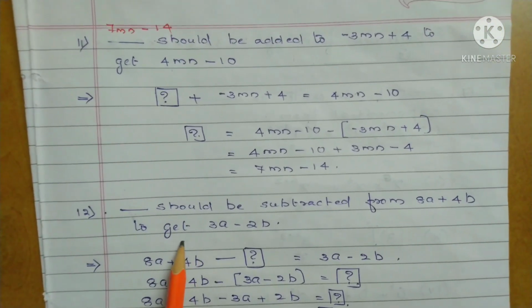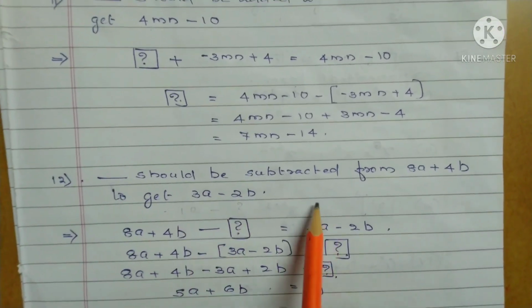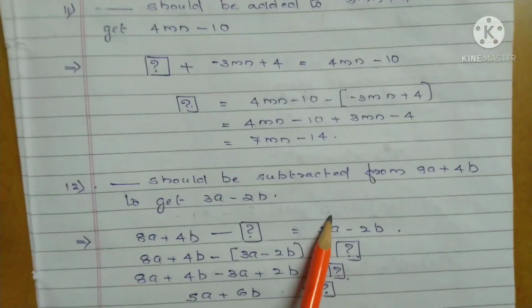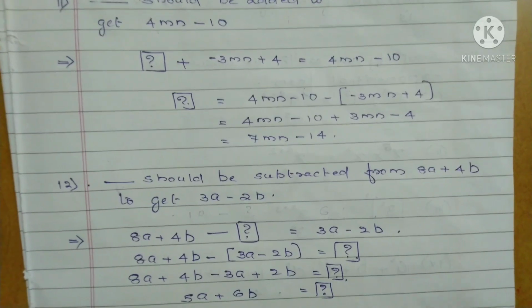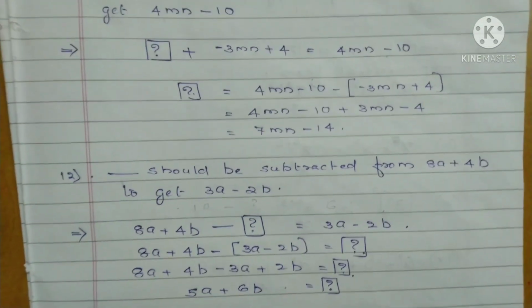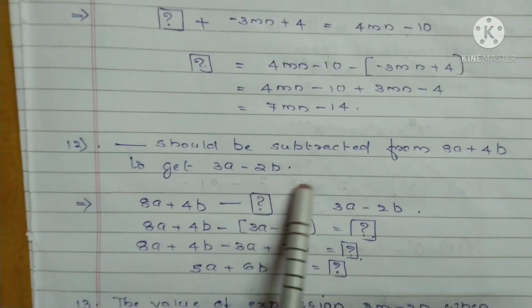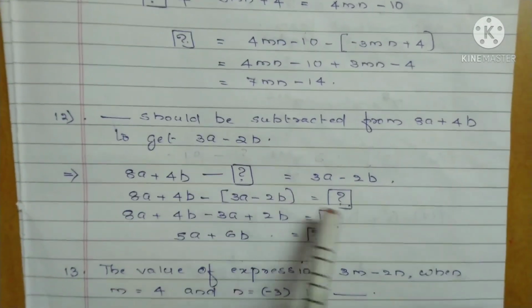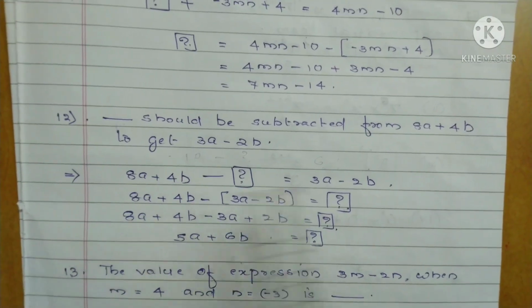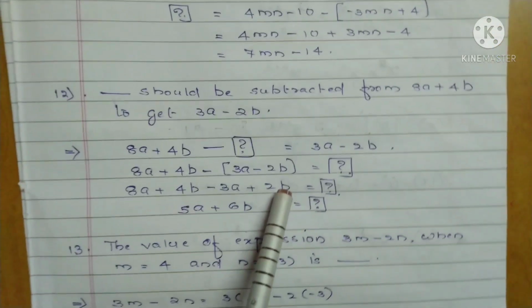Like this: what should be subtracted from 10 to get 6? 10 minus 4 is 6, so 10 minus 6 is 4. We are getting that answer. We did such questions, so I am not doing much explanation. This question mark we are taking that side, so this minus will become plus, and this expression we are bringing to this side. So subtraction will come: minus of this expression, you have to give in brackets.